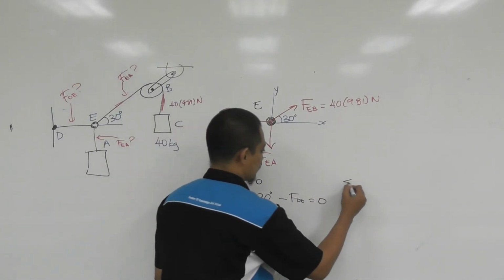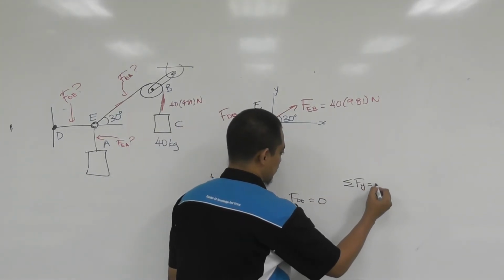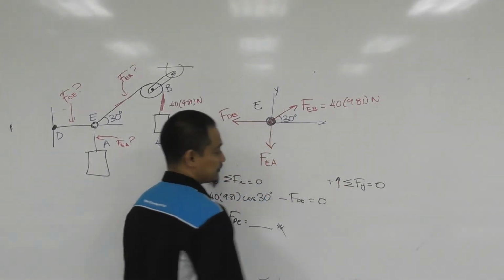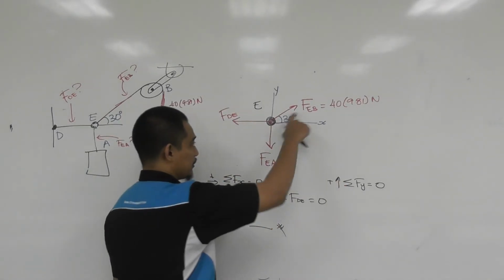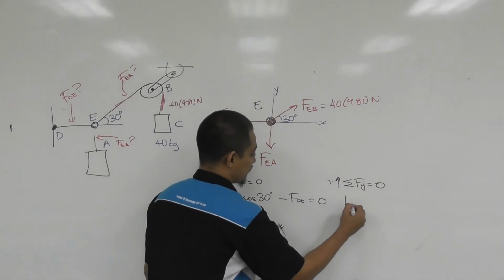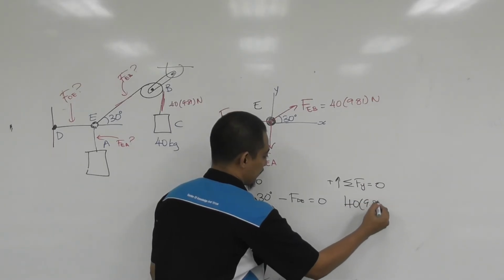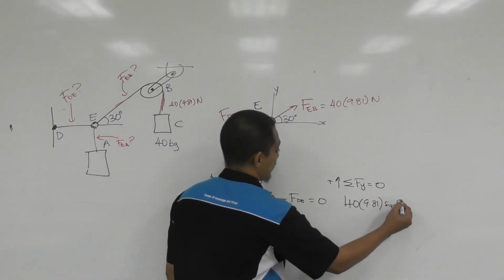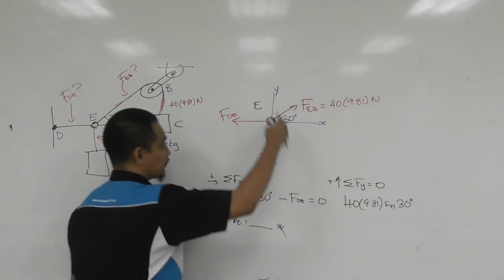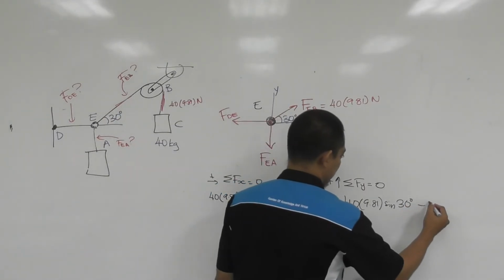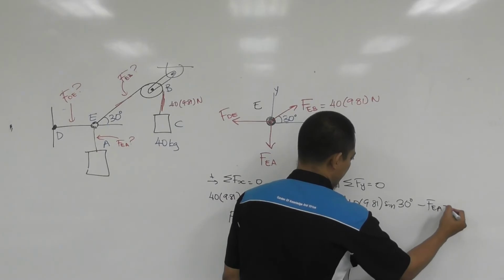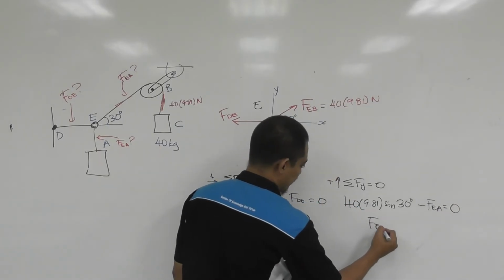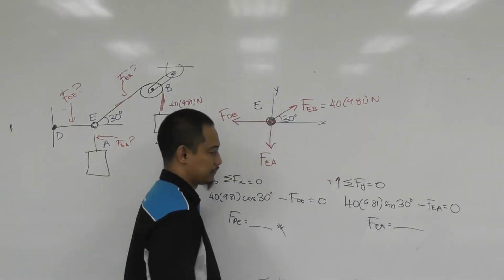And then you have also summation of Fy equal to 0, upwards as positive, for example. So here you have 40 times 9.81 sine 30 degrees, say upward. And then this one is downward, minus FEA equal to 0, so FEA equals something there.